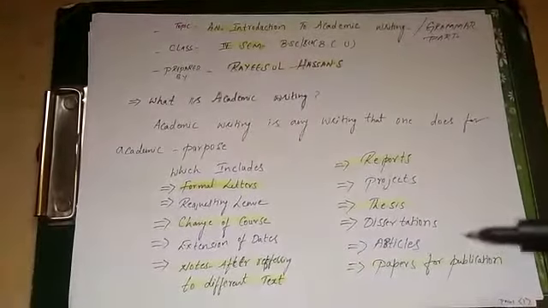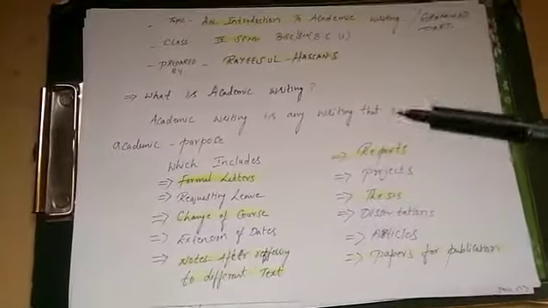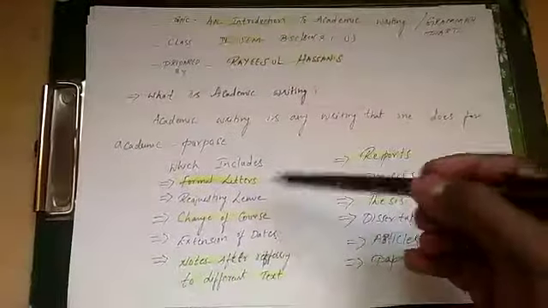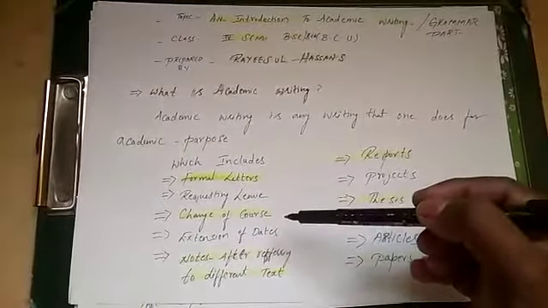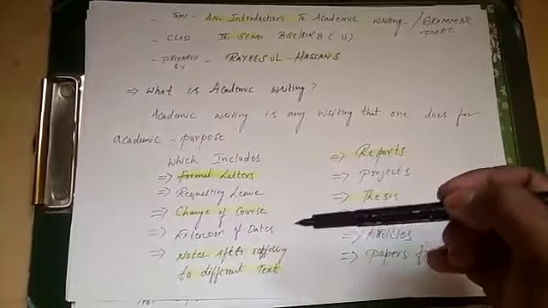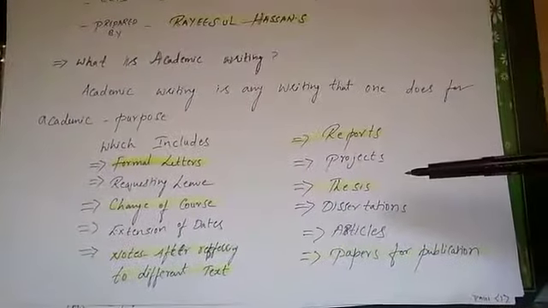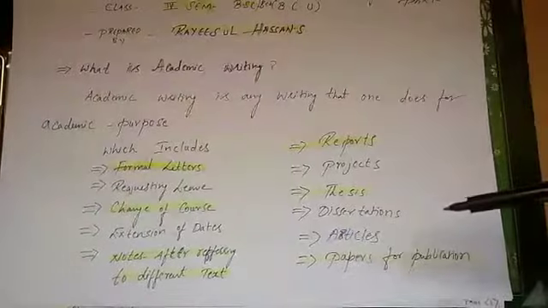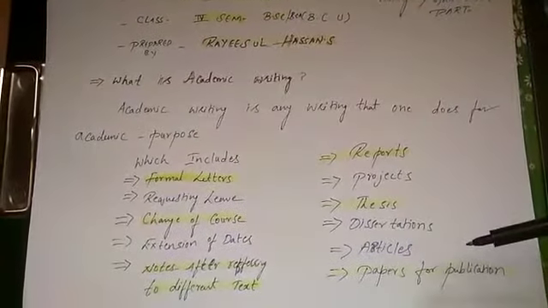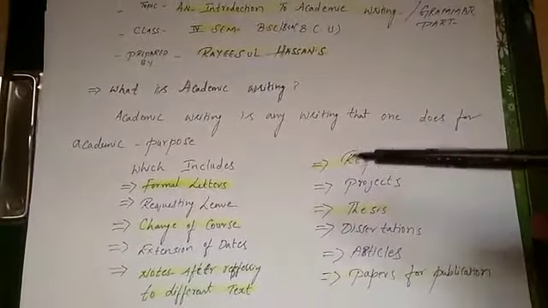When you start academic writing, you have to do it only for the academic purpose, which includes when you write formal letters, requesting leave, change of course, extension of dates, notes after referring to different texts, reports, projects, thesis, dissertations, articles, and papers for publication. Do you understand? These all come under academic writing.